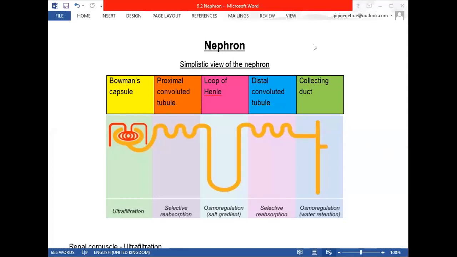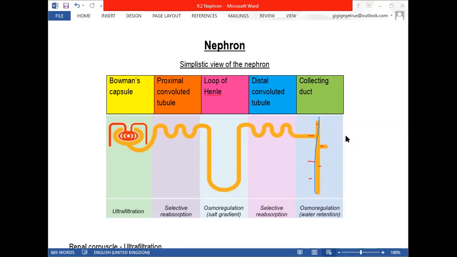Okay? The collecting duct is not part of the nephron. Okay? The collecting duct is connected to multiple nephrons. Here you can see one collecting duct over here. It is connected to one nephron, two nephrons, three nephrons, four nephrons, all of this. So the collecting duct is not part of the nephron.